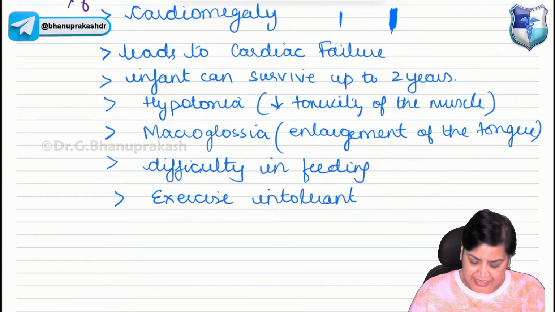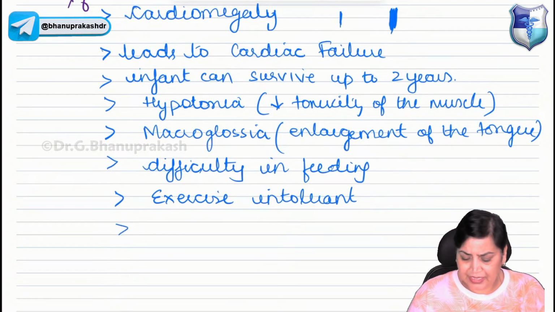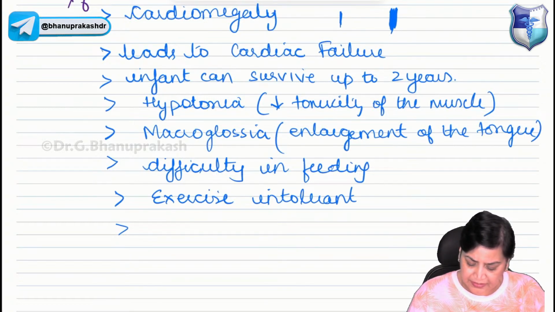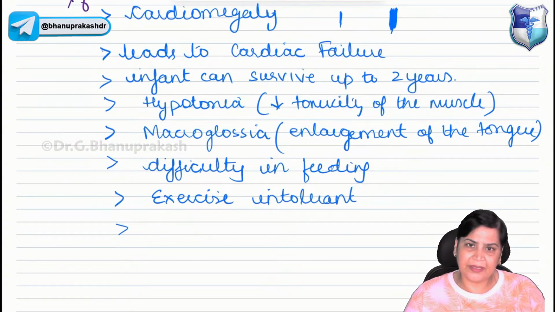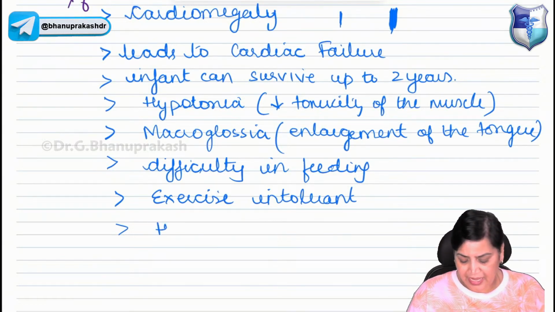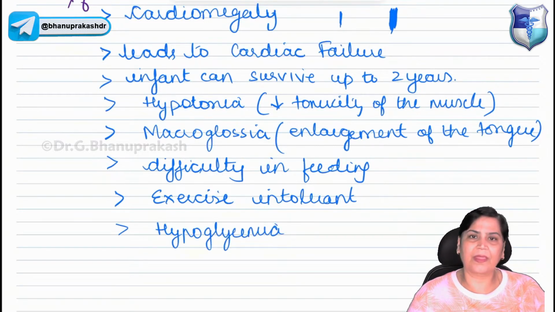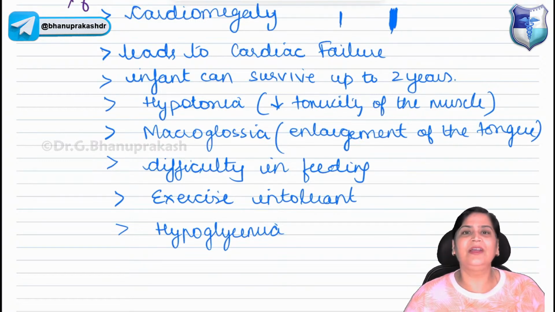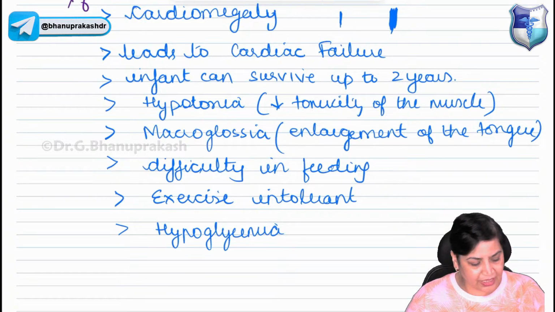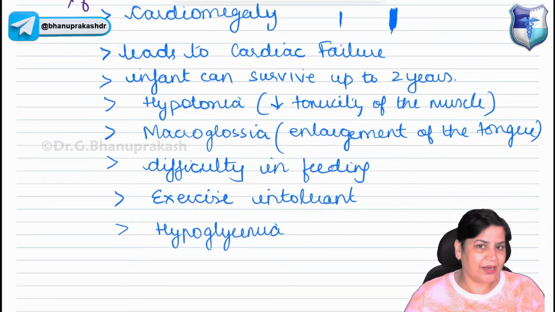Right. And then you can obviously say, all of this is done. And the most important after this, that I have written, is that the infant can survive up to 2 years. And hypoglycemia will also be there. So these are the important features of Pompe's disease. And this is the only disorder which is related to our muscle and lysosomes.